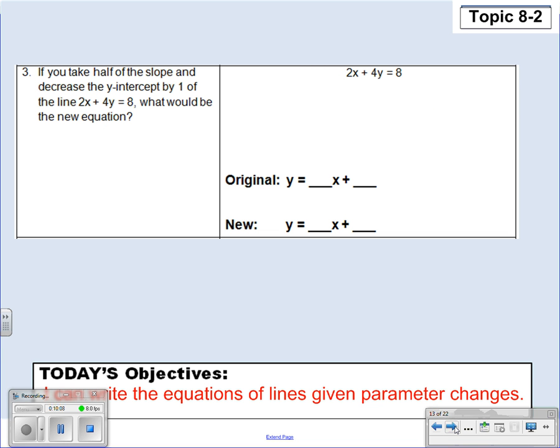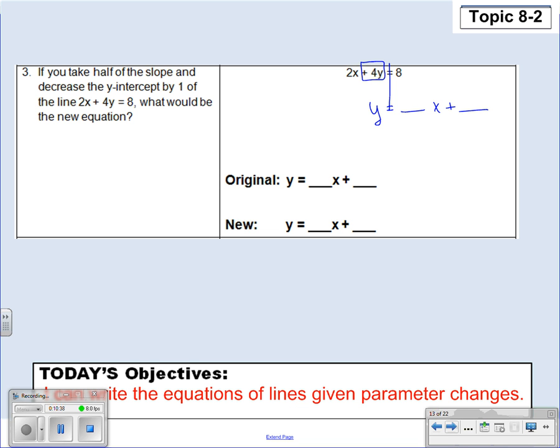Example 3: if you take half the slope and decrease the y-intercept by 1 of the line 2x plus 4y equals 8, what would be your new equation? First thing we need to do is figure out our original equation. In order to figure it out, we need to get this equation in the form of y equals blank x plus blank. Let's box in our 4y because our goal is to get the y by itself.